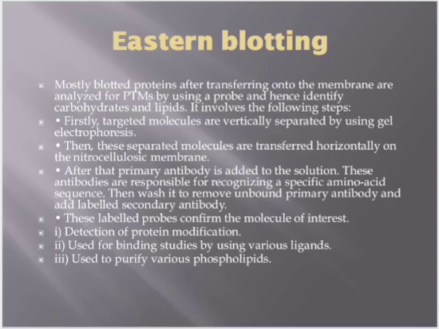First, targeted molecules are vertically separated by using gel electrophoresis. Then these separated molecules are transferred horizontally onto the nitrocellulosic membrane. After that, primary antibody is added to the solution. These antibodies are responsible for recognizing a specific amino acid sequence. Then wash it to remove unbound primary antibody and add labeled secondary antibody.